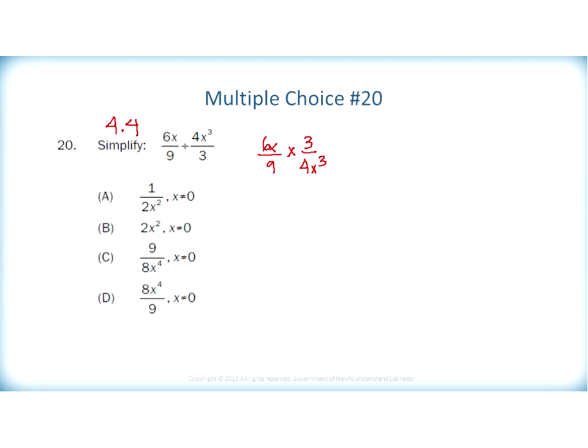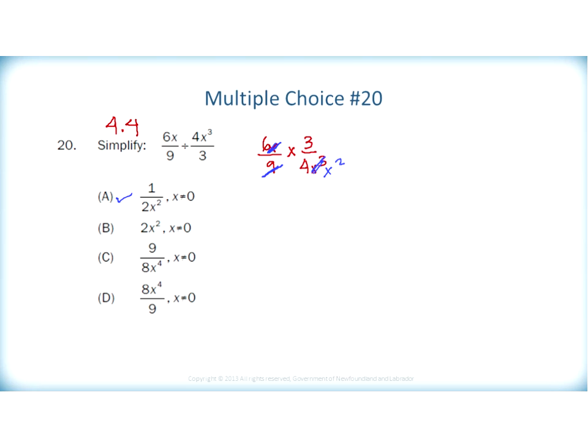And now we can cancel any common factors, and there will be a few here. X can cancel, and that would leave x squared on the bottom in the denominator. And so if you look at the answers, there's only one that has an x squared in the denominator, and that would be A. But let's continue.